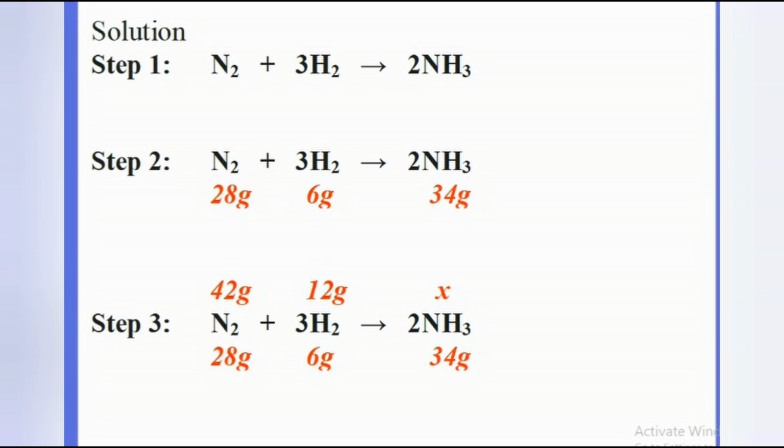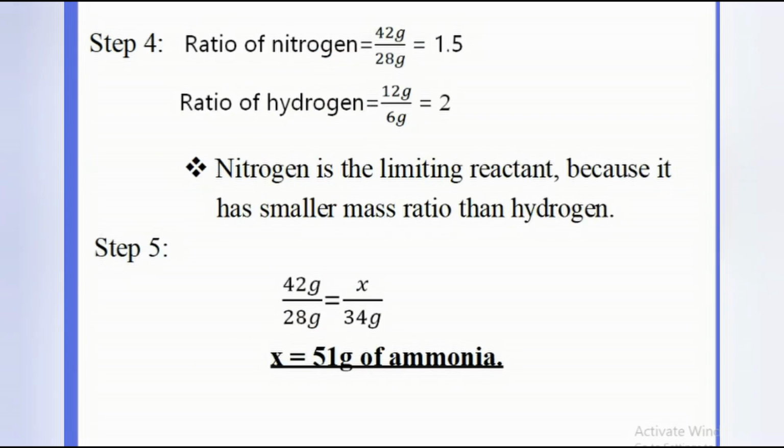So we write 42 grams above nitrogen because the given mass of nitrogen in this problem is 42 grams. And we write 12 grams above hydrogen and write X above ammonia. The fourth step is a very important step when we perform the limiting reactant problem, because in this step we can identify which reactant is the limiting reactant and which one is the excess reactant.